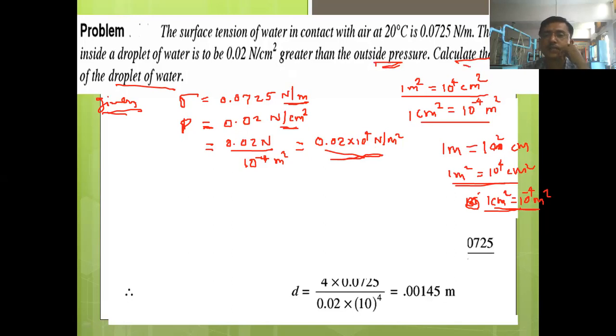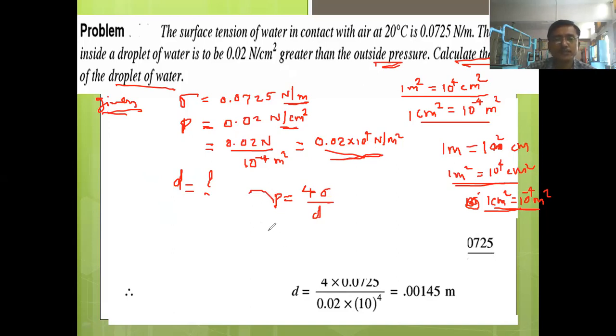Then calculate the diameter of the droplet of water. What we have to find out? D is equal to unknown. That we have to find out. Correct? Now, what is the formula? Who will tell me? What is the formula to find the pressure intensity of a liquid droplet? P is equal to 4 sigma divided by D, where this P is nothing but the pressure intensity in excess of outside pressure, right?